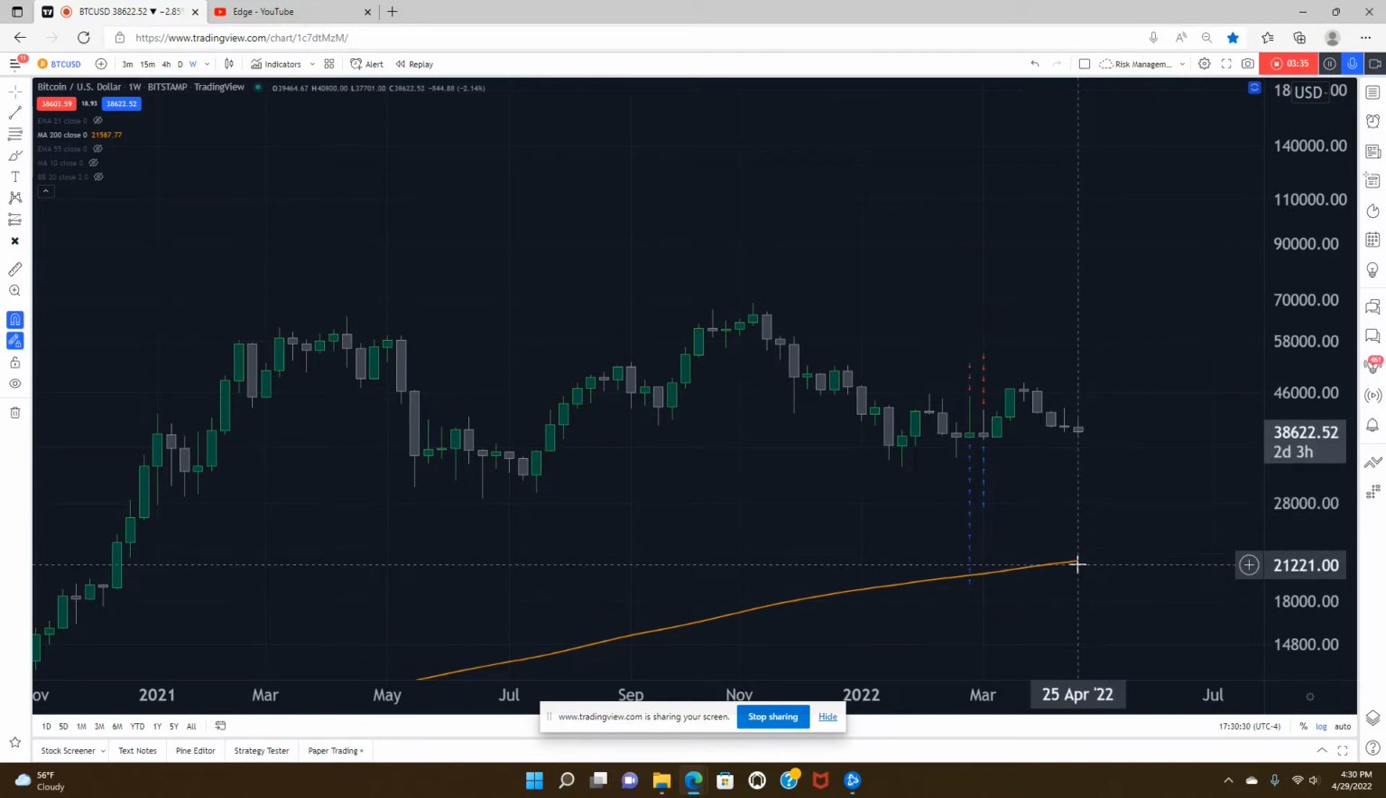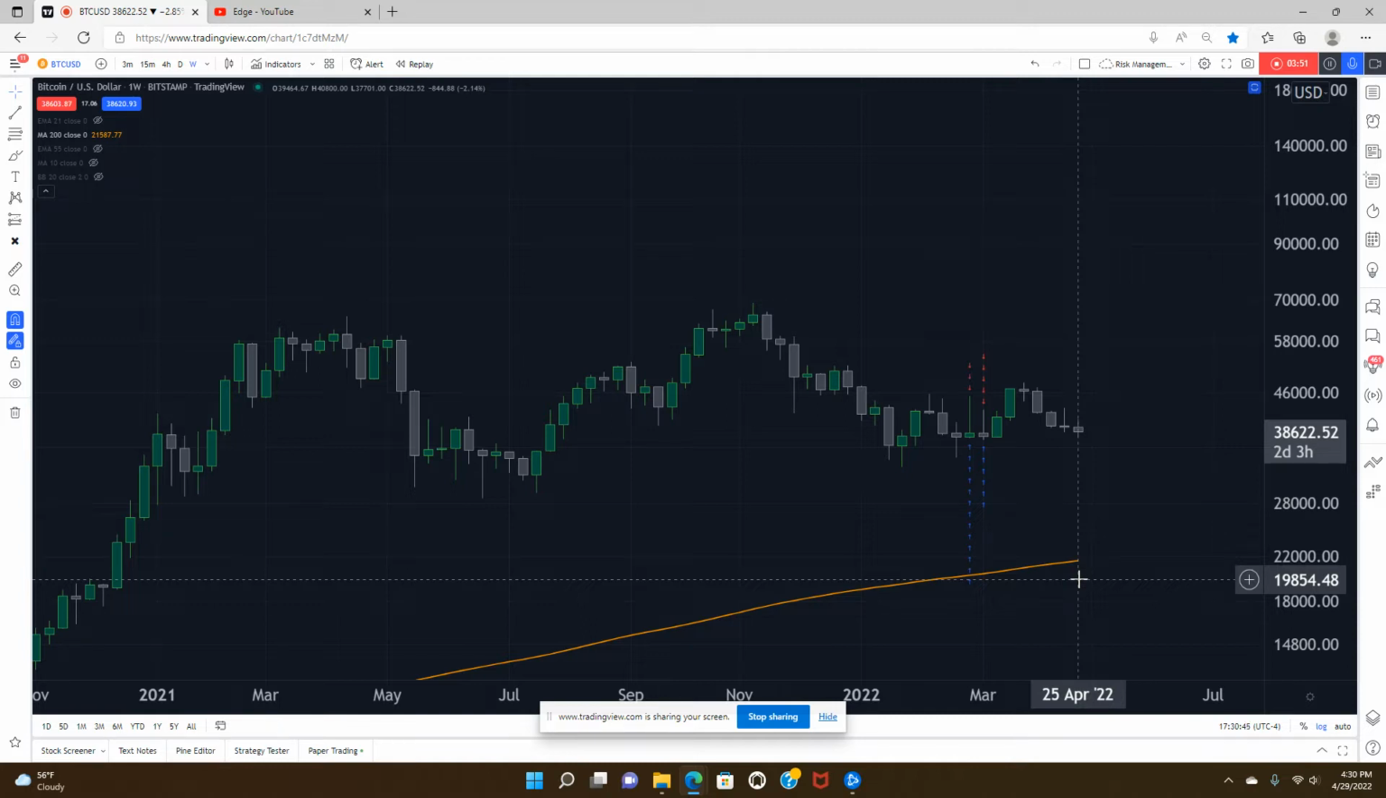In that scenario, the 200 moving average would creep up a little bit. It'd probably be somewhere around 24,000 by the time price meets it, and I will be paying attention to that area.